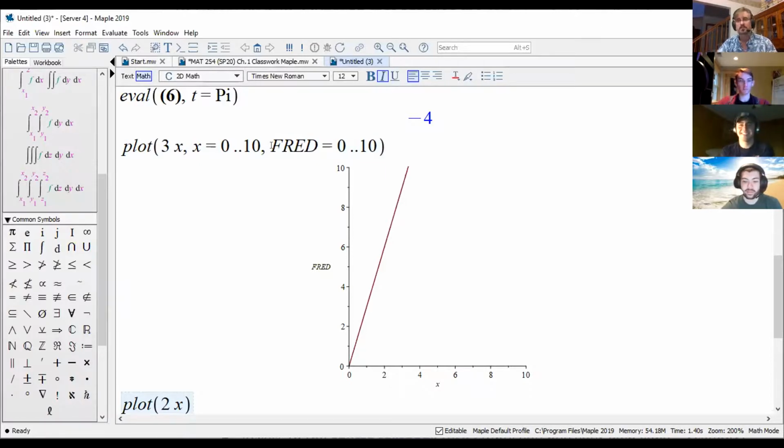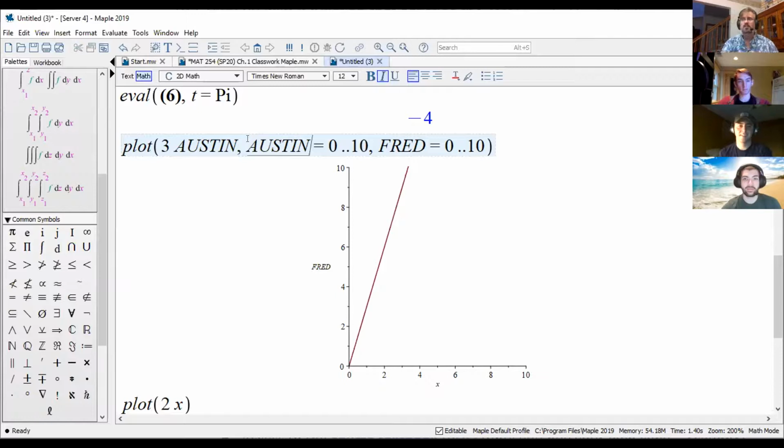Whoever Fred is. And if you're wondering, it doesn't have to be x. I could call this Austin. 3 times Austin goes from 0 to 10, and Fred goes from 0 to 10. And now I have a graph relating Austin and Fred.